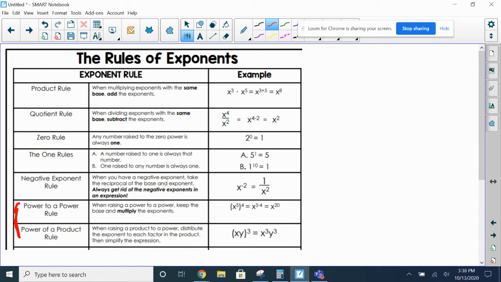So we learned that the product rule stated that if I have matching bases that are being multiplied, we keep the base and add the exponent. So when we multiply, because we know product is the answer in multiplication, when we multiply, we add.